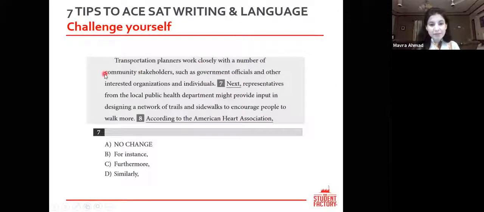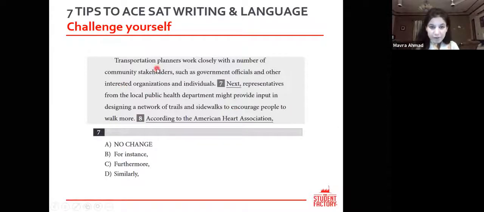All right, so there's a question. Number 7. I'm going to read out the preceding line because as tip number 1 said, we should always read the preceding line first so that we could understand the question better. Transportation planners work closely with a number of community stakeholders such as government officials and other interested organizations and individuals. Yes. So next, representatives from the local public health department might provide input in designing a network of trails and sidewalks to encourage people to walk more.